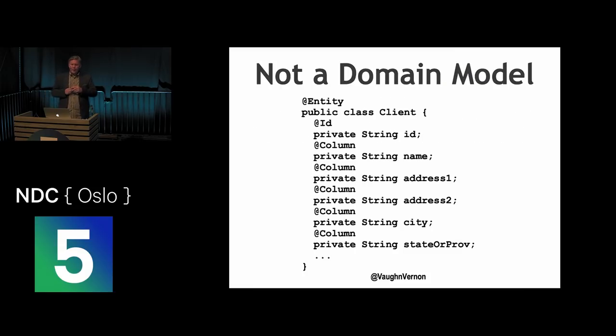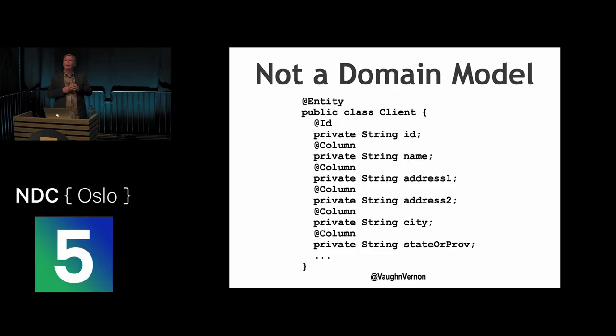Why is it anemic? Because this is pretty much what we're talking about. Okay, this is Java code. Maybe this is NDC conference. Maybe you're more of a .NET C# developer. But you can well imagine that this is an attribute, an entity attribute rather than an entity annotation. Same thing, right? So this client class is marked as an entity, and then it has a field or an attribute named ID that's a string, and that is annotated as an identity. And then the rest of these are annotated as columns.